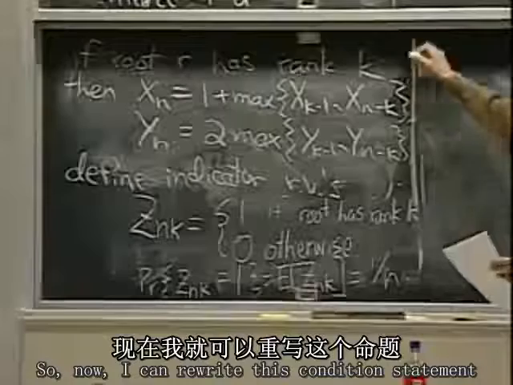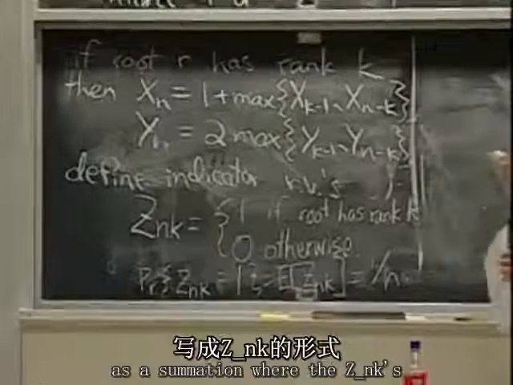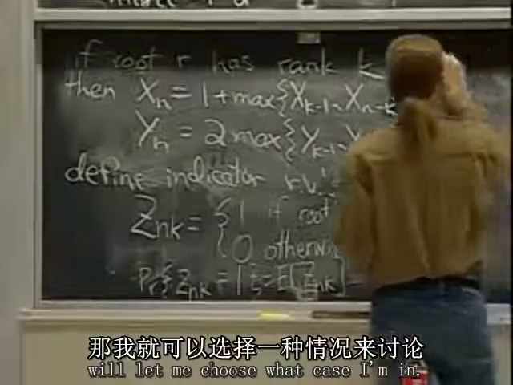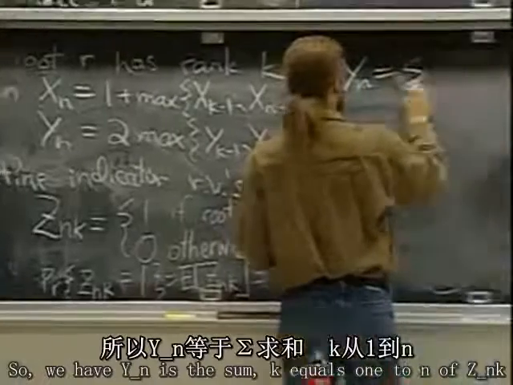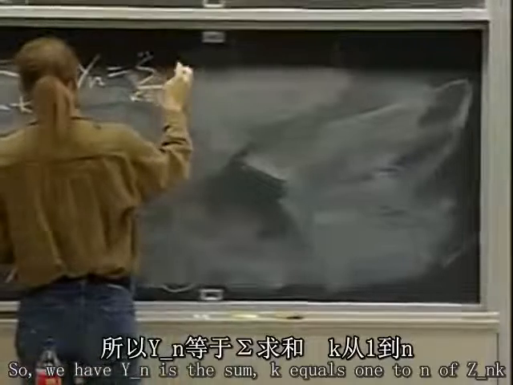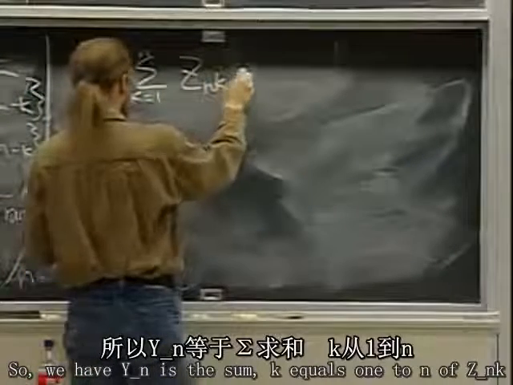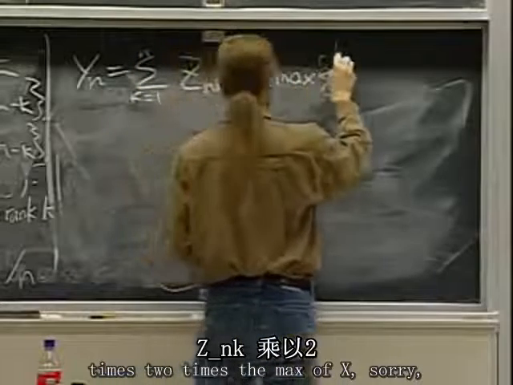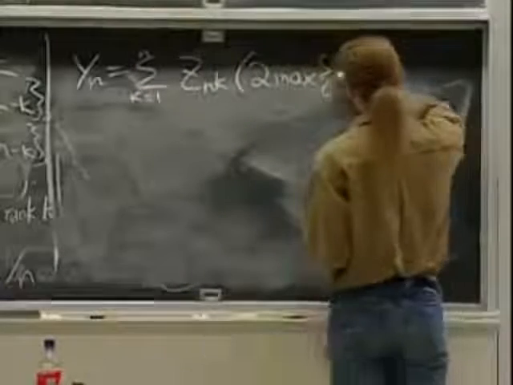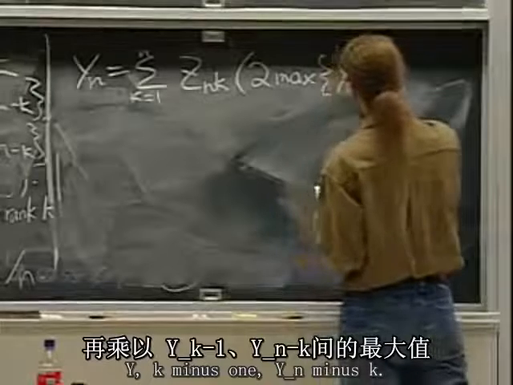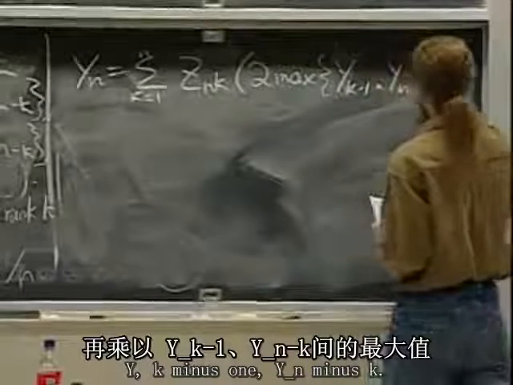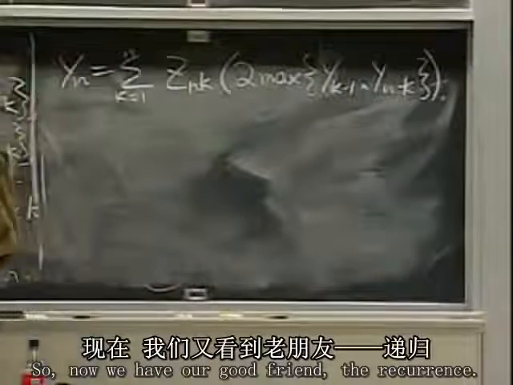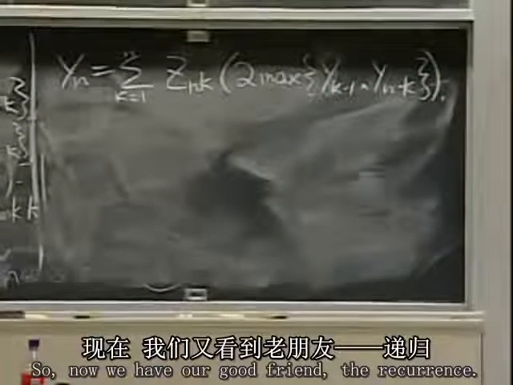So now I can rewrite this conditional statement as a summation where the z_nk will let me choose what case I'm in. So we have Y_n is the sum, k equals 1 to n, of z_nk times 2 times the max of Y_{k-1}, Y_{n-k}. So now we have our good friend, the recurrence.